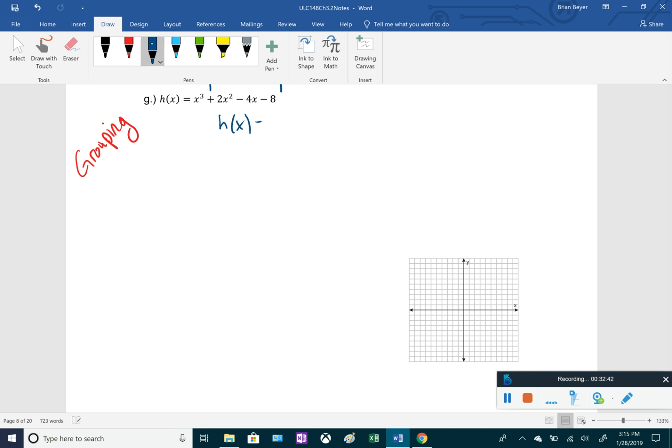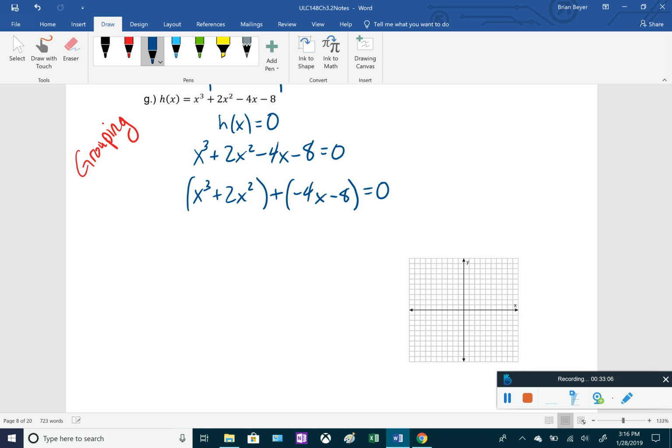So finding the x-intercepts, h of x equals 0: x cubed plus 2x squared minus 4x minus 8 equals 0. So we're going to group these first two terms, x cubed plus 2x squared, plus negative 4x minus 8. So we have to pull that same little trick that we just did. The GCF from the first group is going to be x squared. We're left with x plus 2. So we need an x plus 2 left over in the next one, which means we have to factor out a negative 4, which would give us the x plus 2 left.